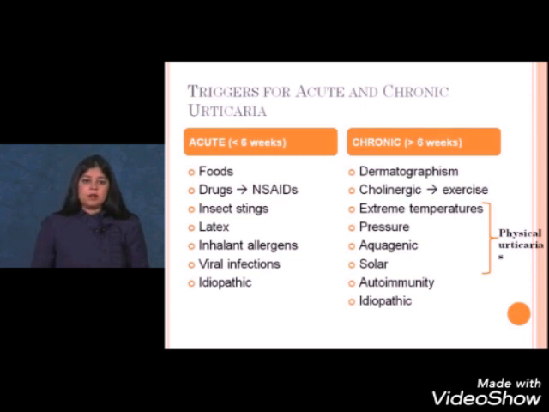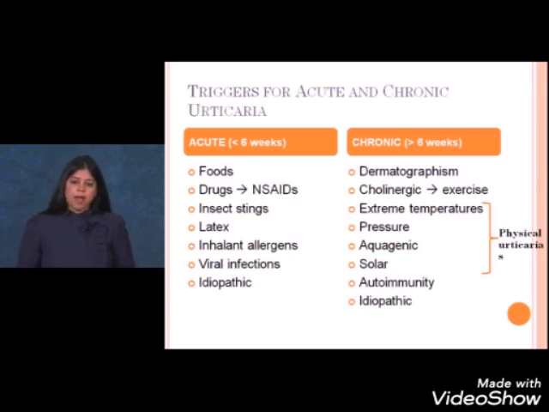We break up urticaria into acute and chronic, so less than 6 weeks and greater than 6 weeks is our cutoff point. For acute urticaria, there are different triggers than what is found in chronic urticaria. Foods, drugs, namely NSAIDs, insect stings, latex, are common reasons for acute urticaria. Inhalant allergens. We do have children who are severely allergic to pollens, and if it's tree pollen season, let's say, they sometimes will break out in some hives for a few days or so. Viral infections, very, very common trigger in children, especially the younger children, toddlers, infants. And then we have idiopathic causes.